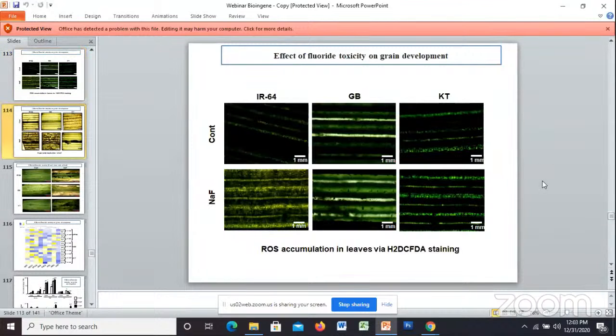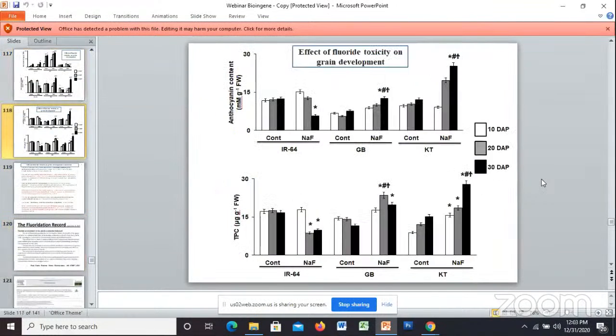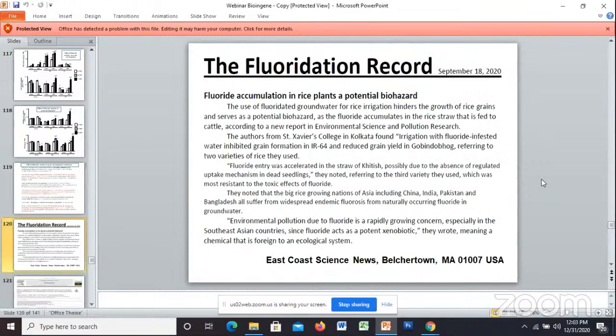So Khitish is behaving more as a tolerant variety in this case. Okay. So this was one of our observations. This work has been covered by the East Coast Science News. It was on September 18, 2020 that they made a coverage of our work on fluoride accumulation. So it's an internationally accepted data now.